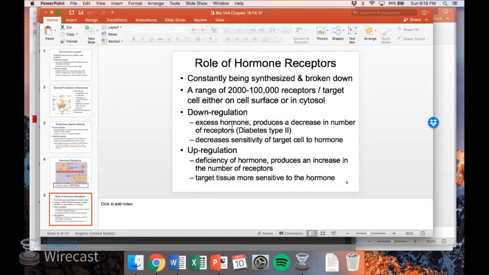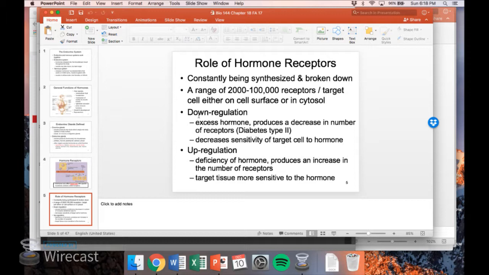So when we're dealing with downregulation or upregulation, what we're dealing with is the response of the receptors on the target cell. Some information that we have here in front of us: we're going to have anywhere from 2,000 to 100,000 receptors per target cell, either on the cell surface or in the cytosol, depending on the type of hormone, if it's hydrophobic or hydrophilic. So there are a couple different situations that can arise.